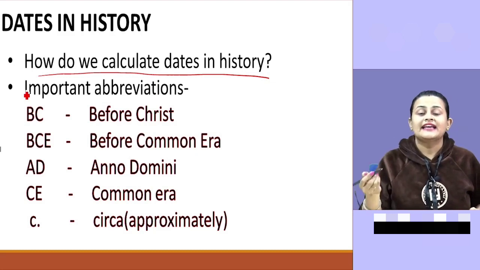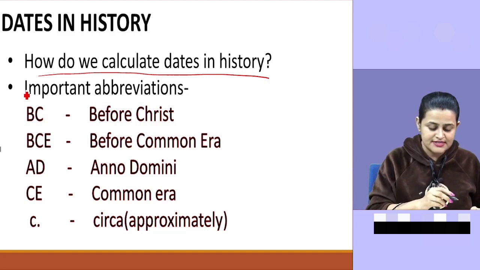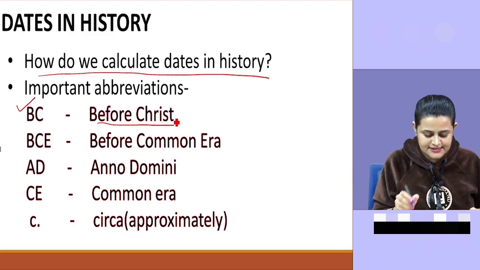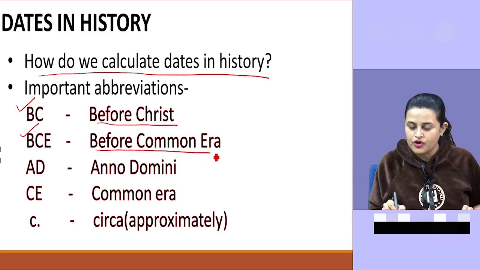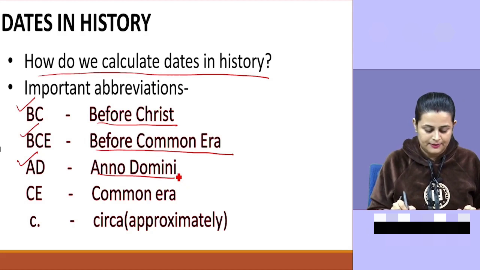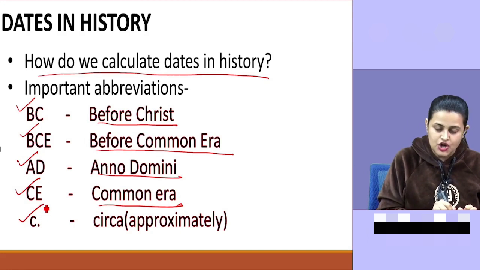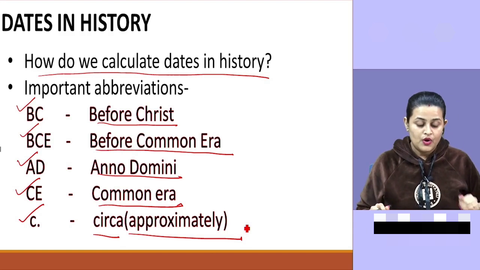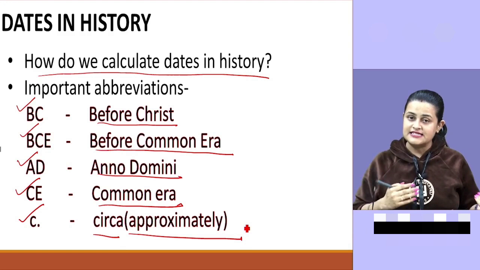Now, before understanding the dating system, we need to see the abbreviations. What are these abbreviations? Let's see. First one is BC, which is before Christ. Second one is BCE, which means before Common Era. AD, which means Anno Domini. CE, which means Common Era. And c., which means circa, approximately. Now, what are these BC, BCE, AD, CE and c.?